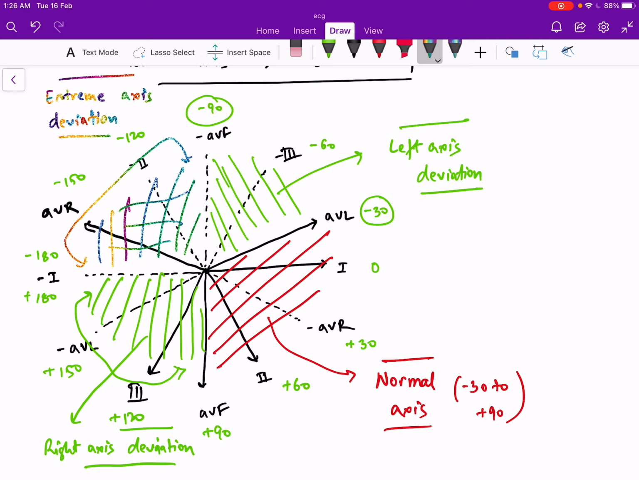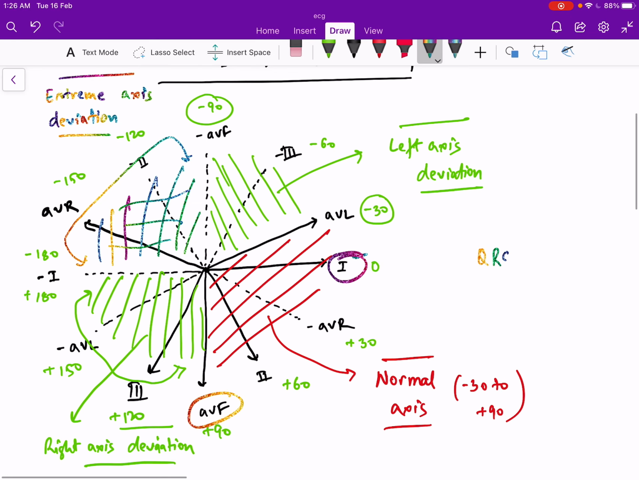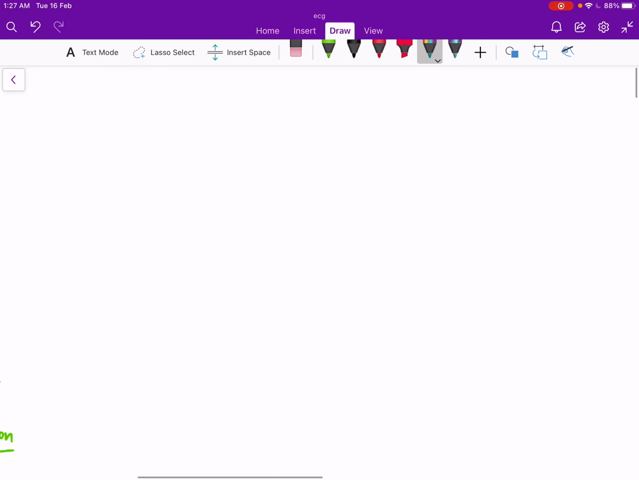Now the question is how to calculate the axis. We can actually use any of these leads to calculate the axis. Suppose we take lead 1 and lead AVF. We can calculate the QRS magnitude and determine the direction in which the vector of the ECG lies. That will give us the direction of the electrical axis. Let us take this with an example.